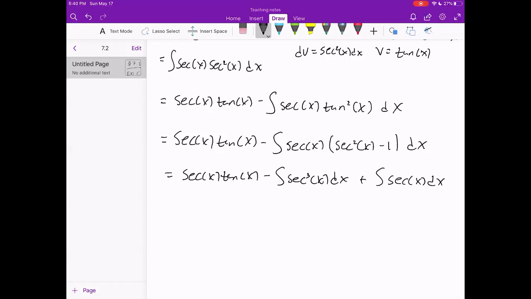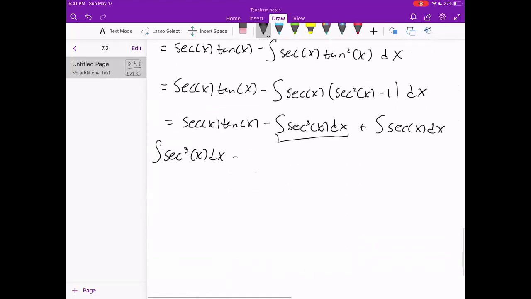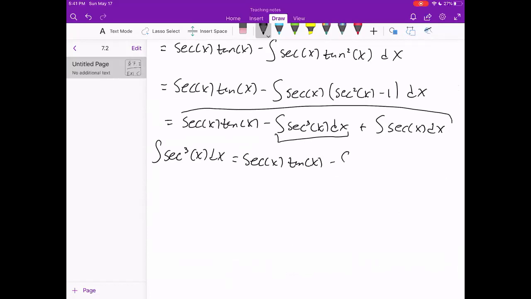Okay, and now what you should see is I have this integral again, which is the integral I'm trying to find. So what that means is the integral of secant cubed x dx, so that's what I've started with, is going to be equal to all this stuff. That's going to be equal to secant of x, tangent of x, minus the integral of secant cubed of x dx, plus the integral of secant of x dx.